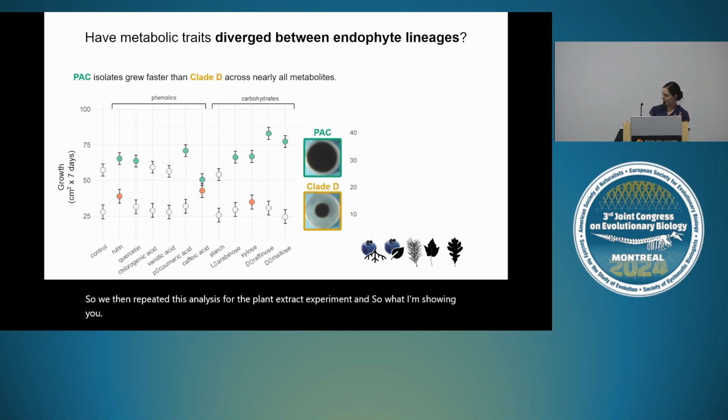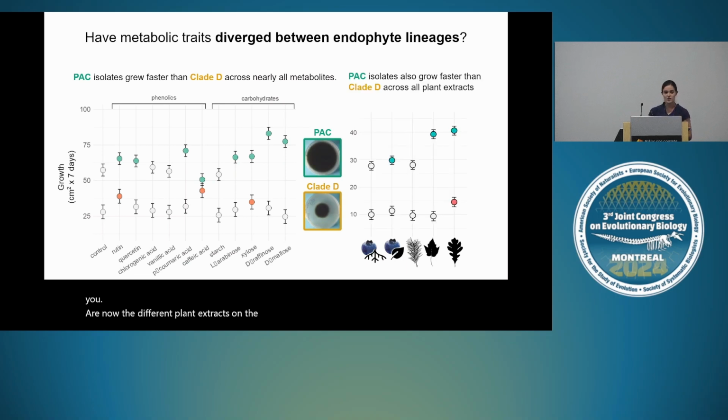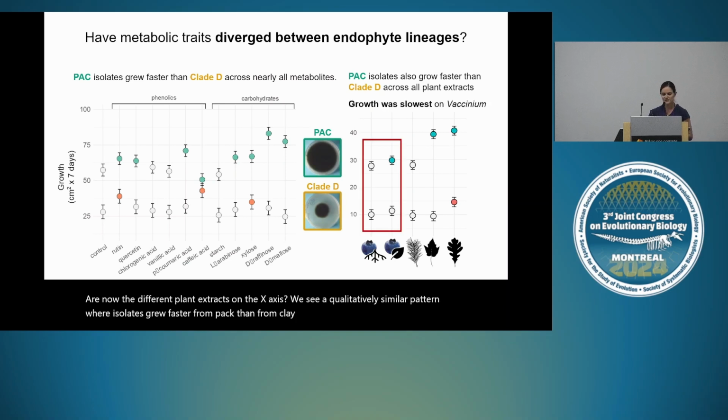So we then repeated this analysis for the plant extract experiment, and what I'm showing you are now the different plant extracts on the x-axis, and we see a qualitatively similar pattern where isolates from PAC grew faster than from clade D. We also saw that growth was slowest on Vaccinium, which is our native or primary host, which was surprising.